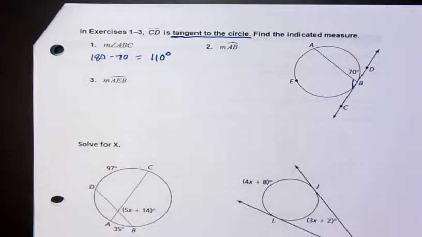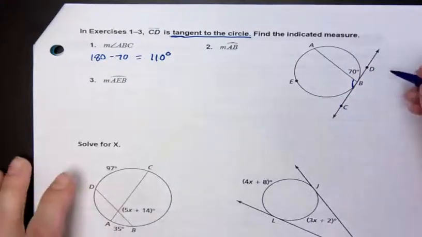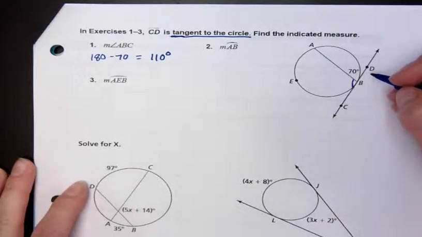Measure of arc AB. What do we use to find AB? Don't you add together and divide by 2? Was I wrong? So which one do I multiply by 2? 70.